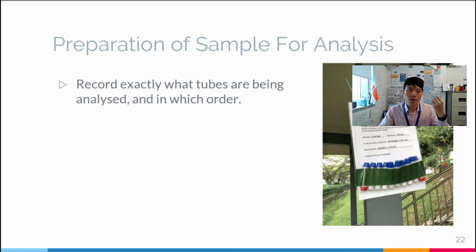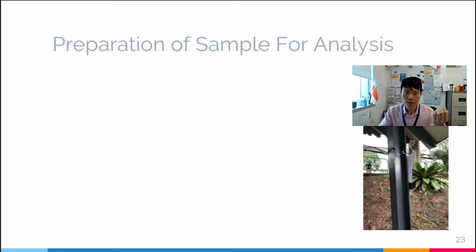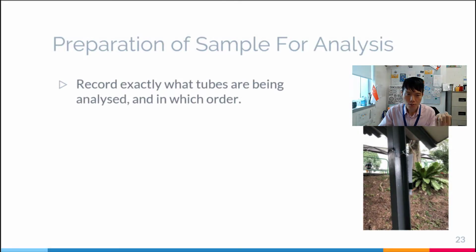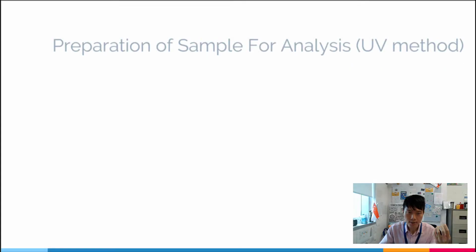Remember, record exactly which tubes are being analyzed. You label with a permanent marker and note which order. Then you place the sample, blanks, and diffusion tubes in the test tube rack. Loosen the red cap of the sequence. Record which tubes are analyzed. Then now we proceed to the first method, the UV method.